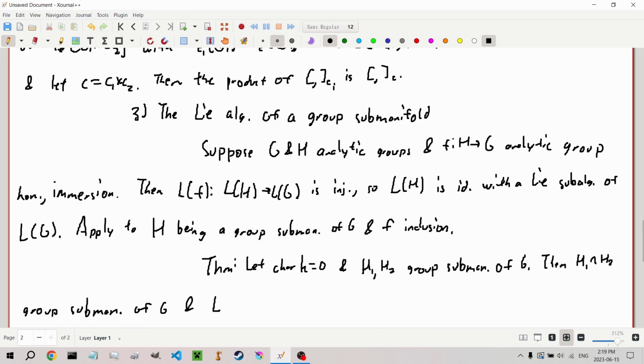Then L, the algebra of H1 and H2, is the intersection of the algebras.